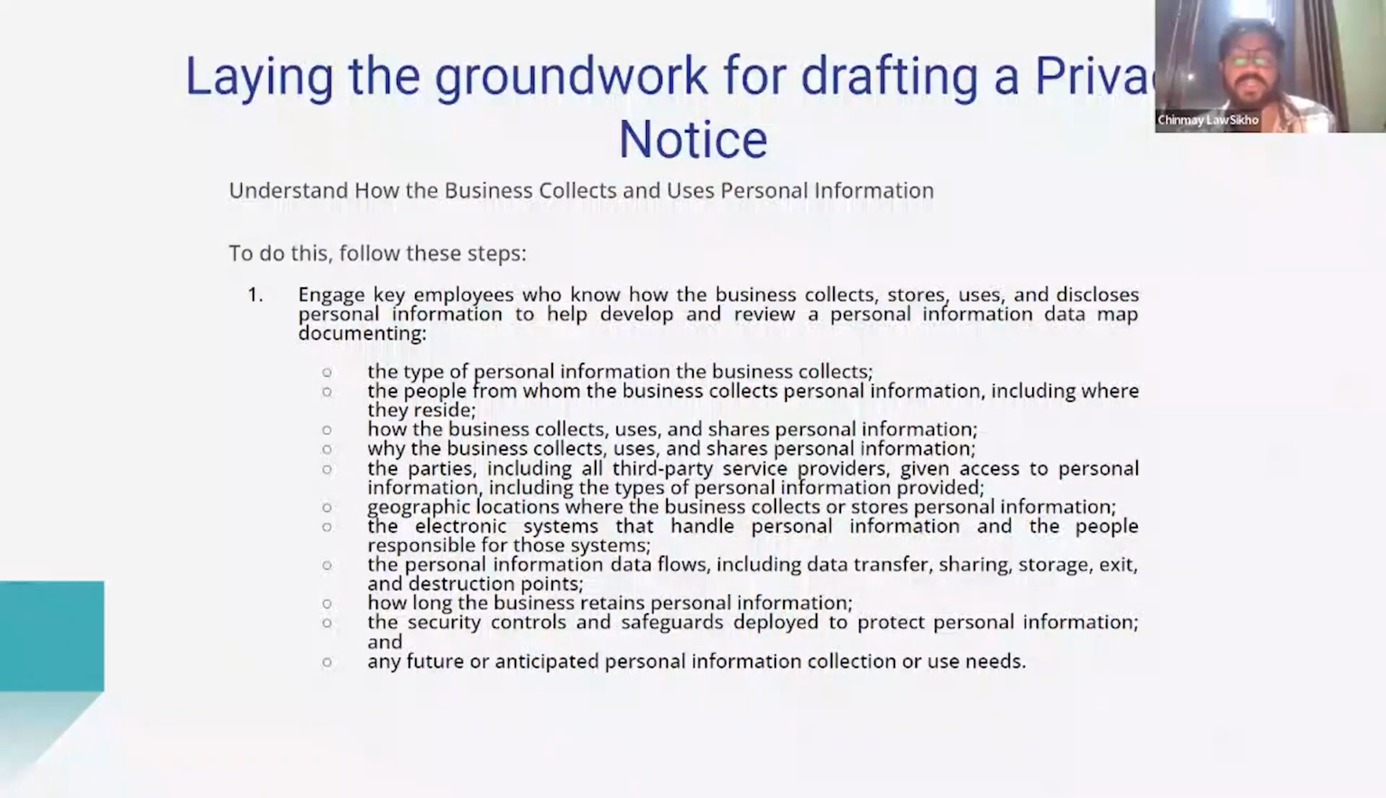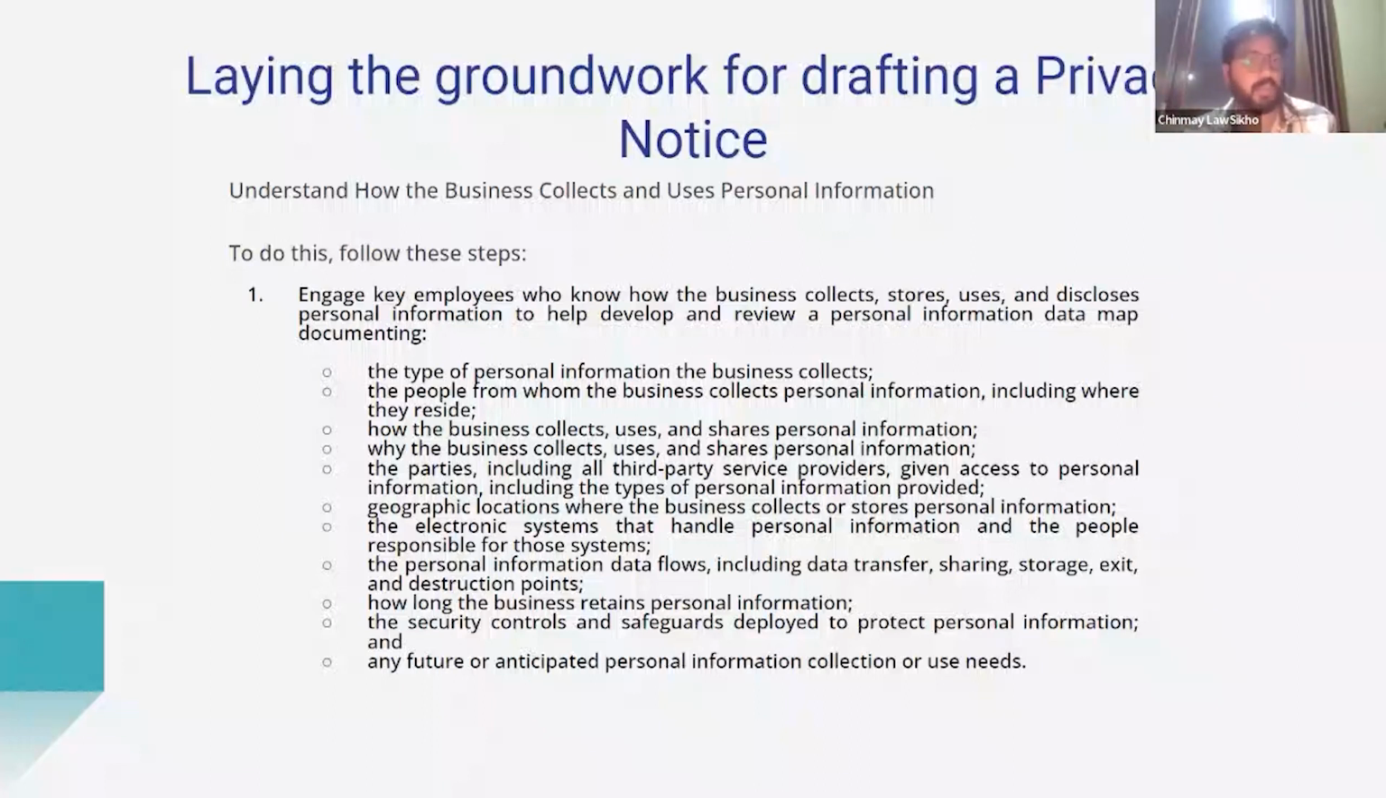So information data flows, including data transfer, sharing, storage, exit, and destruction points. You would have to map all that out. For that, you would have to basically get on the field and do the work. And how the business would retain the personal information. If that number is not available, then on what grounds are they specifying how long they will be retaining the personal information, right? And then the security controls and safeguards that are deployed to protect personal information. I've already talked about that. Then future or anticipated personal information collection or use, whichever may be required by the business, right?